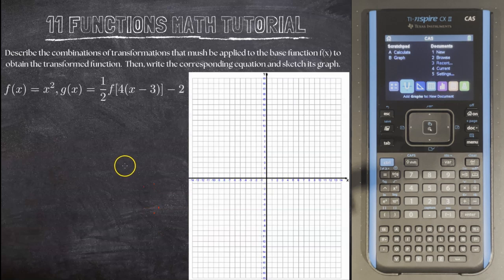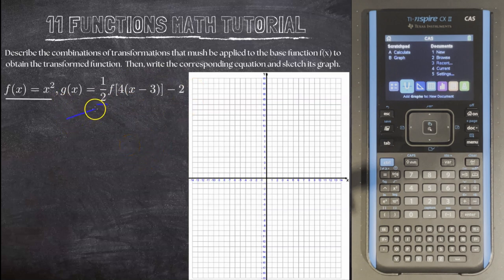Finally, let's do some examples where we're going to take what we've learned on transformations and translations and combine it all together to sketch this graph. So here we have a quadratic. The parent function is just x squared. And our transformed function g of x looks like this. That looks like a handful, but let's break it down.